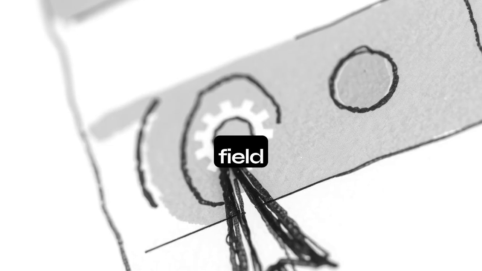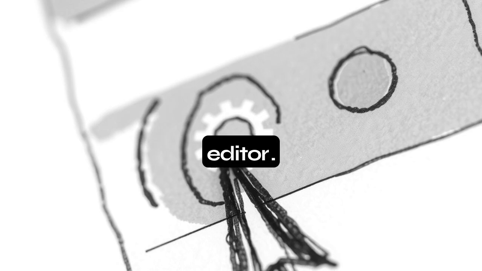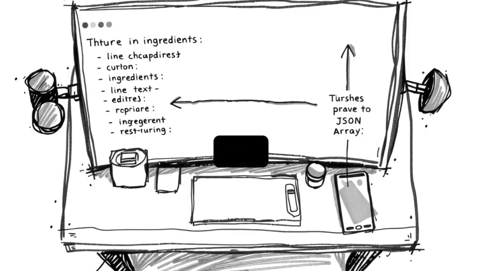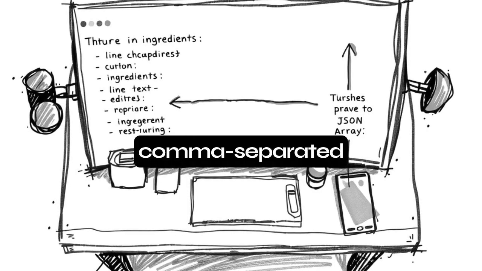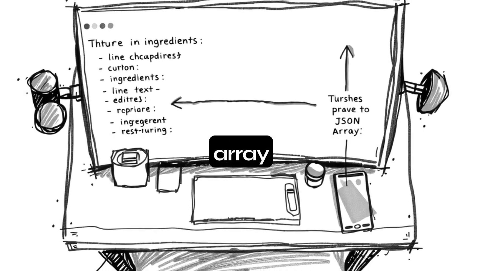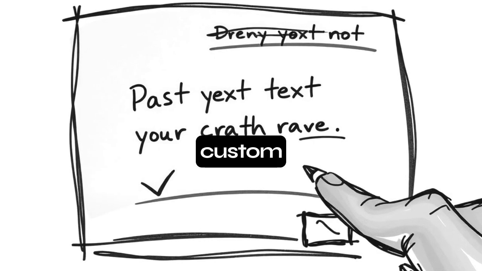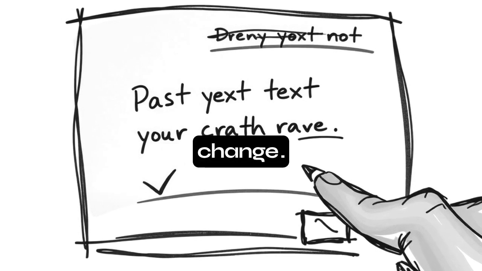Step 1. Open the field settings and click the gear icon in the editor. Step 2. Select Use Custom Input and change the input type to plain text. Step 3. Prepare a single-line comma-separated list or a compact JSON array with all your ingredients. Step 4. Paste the list into the custom input box and hit Save to apply the change.